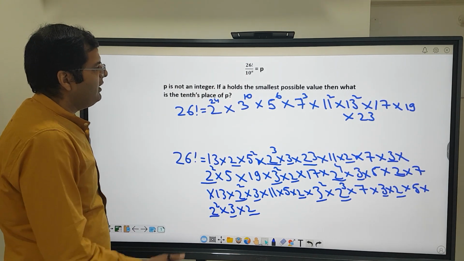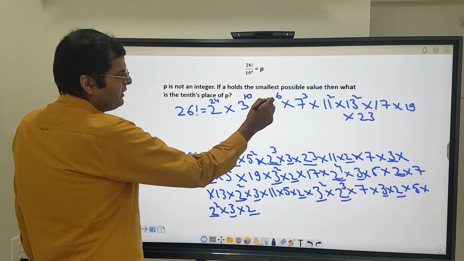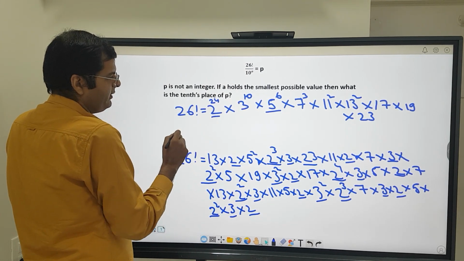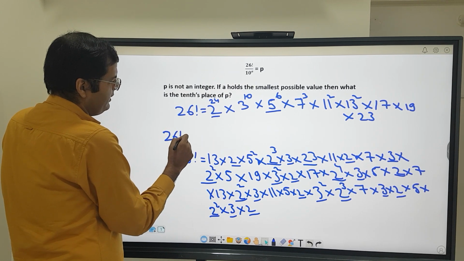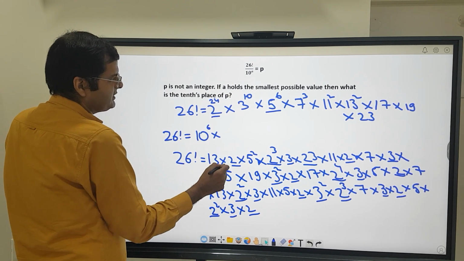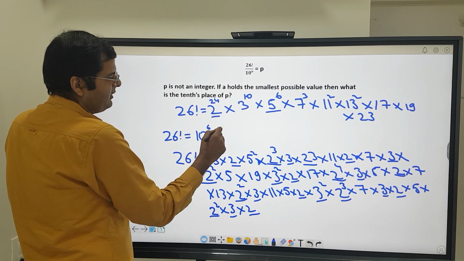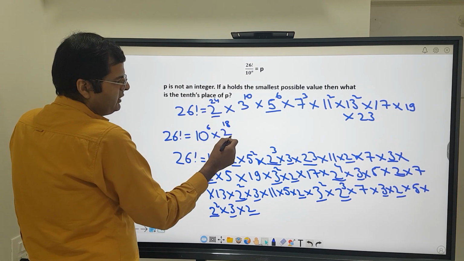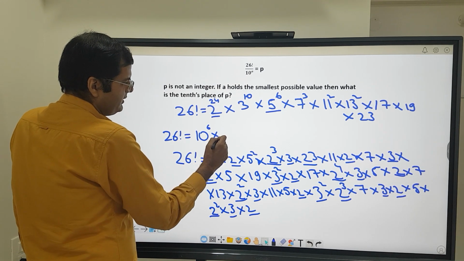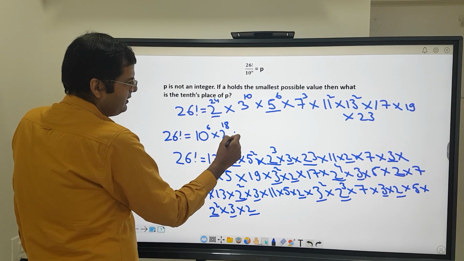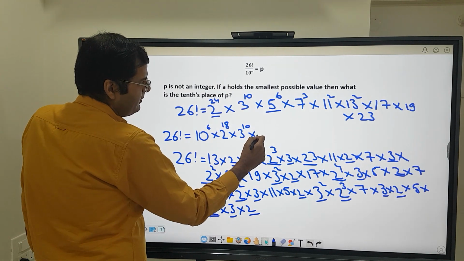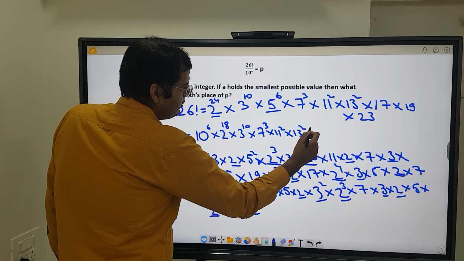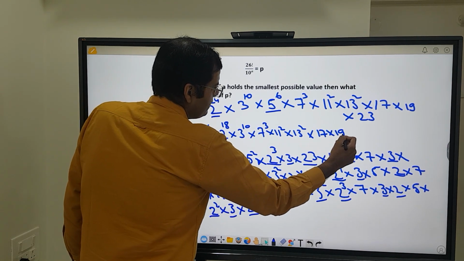Now I will make 10s out of here. To get a 10 I need 5 and 2. So there are 6 5s, I just need 6 2s from here. So 26 factorial can be written as 10 raised to 6 into, now 6 of the 2s have been taken, so this will become 2 raised to power 18, because 18 and 6 is 24. So this is 10 raised to 6 into 2 raised to power 18 multiplied by 3 raised to 10 multiplied by, all 5s are gone now, 7 cube into 11 square into 13 square into 17 into 19 into 23.